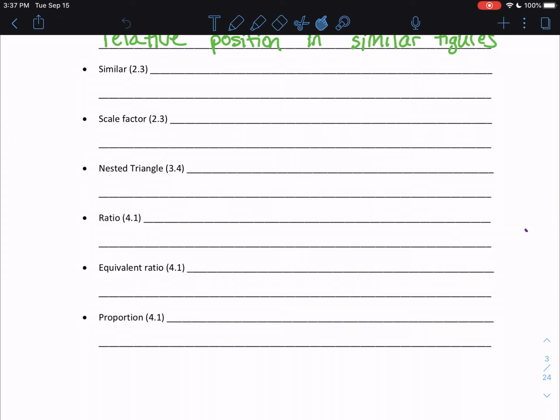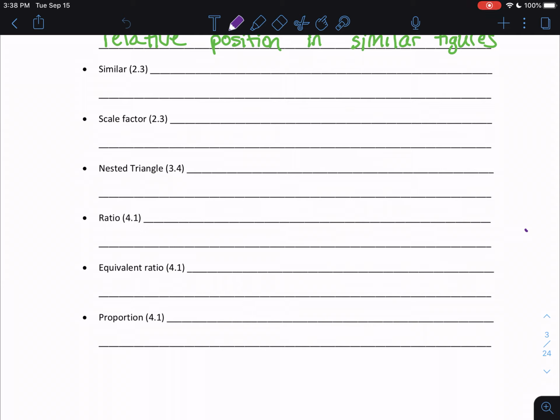The first thing we have to do is write a couple of definitions. We've been using these words before, but now we are officially going to define them. So the first word we are going to define is the word similar.